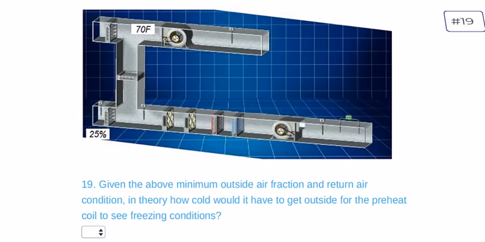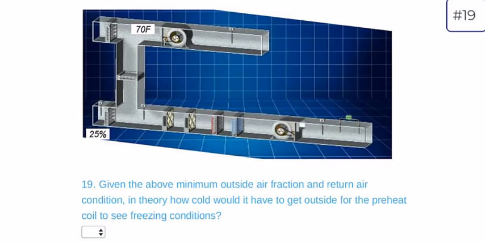Question 19 asks, based on the limited information here, can we get an idea in theory for how cold it would have to be for our preheat coil, shown here, to see freezing conditions? This is really just a math problem to look at the weighted average of mixed air given this ratio of outside air and return air.